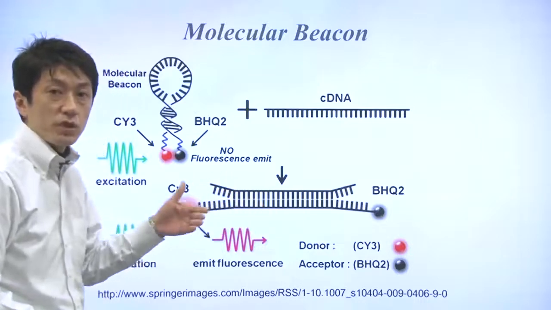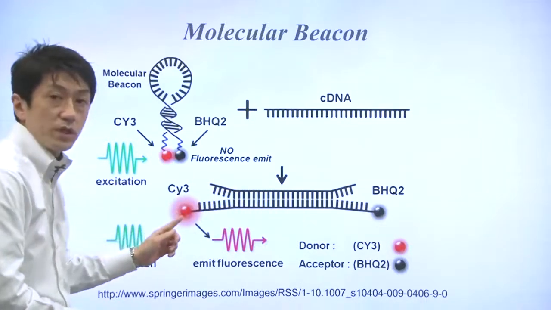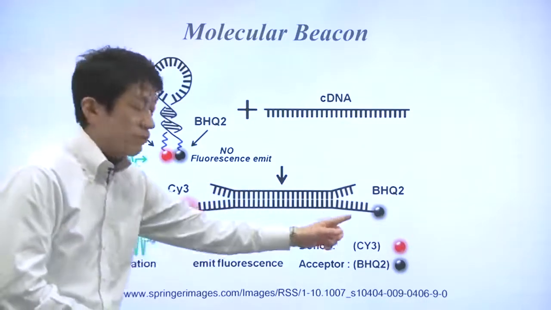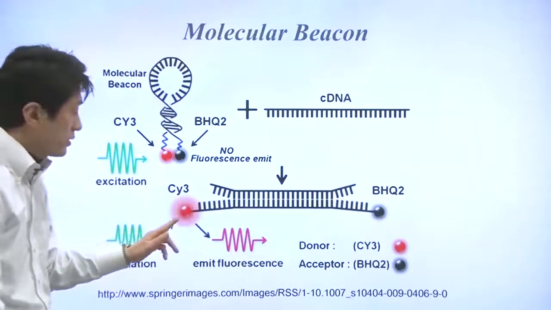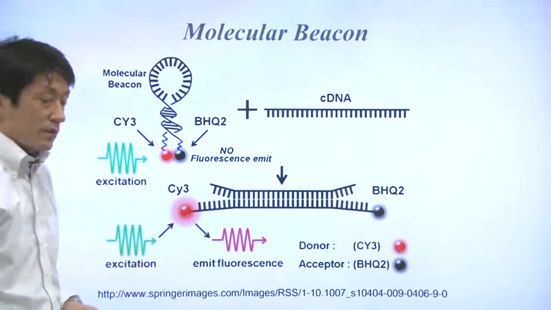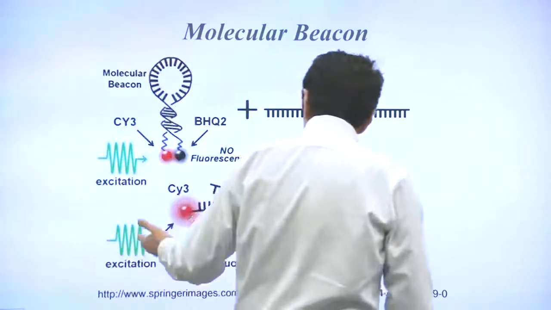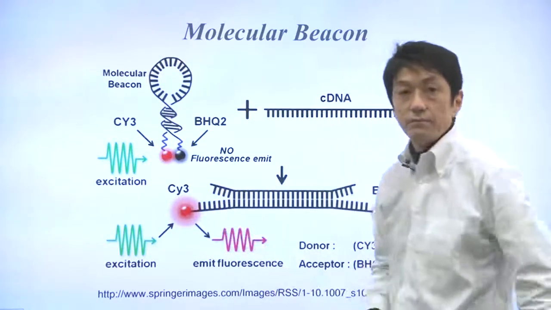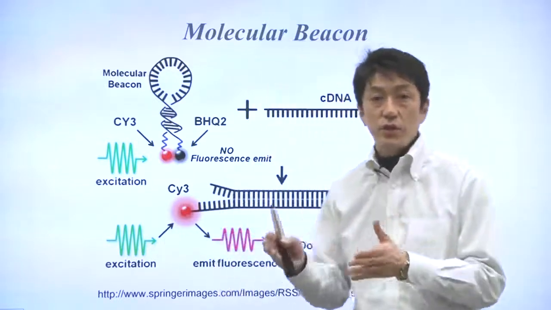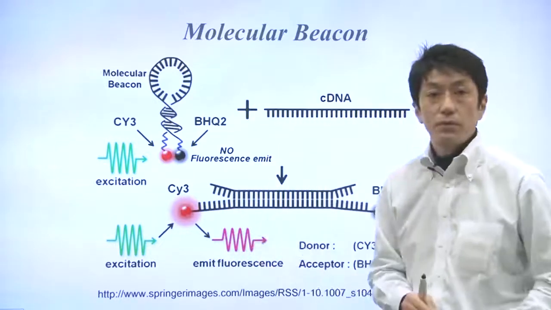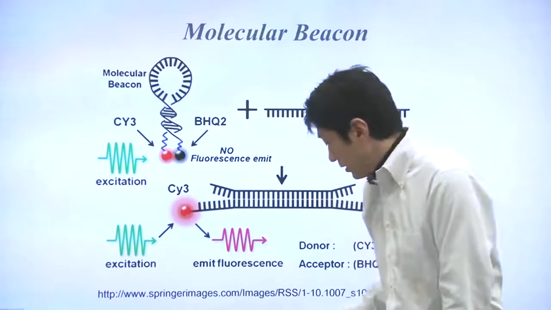The duplex formation separates Cy3 and the quencher, restoring the fluorescence from Cy3. That's why you can see the fluorescence from the Cy3 here. This technology allows us to detect the target DNA sequence in the sample. Very nice idea.